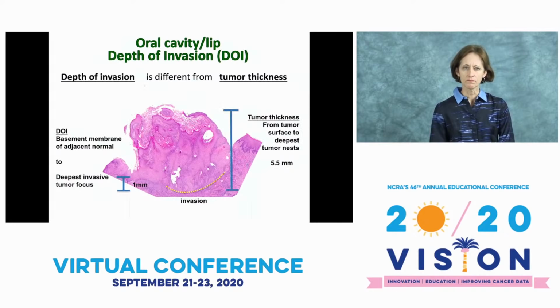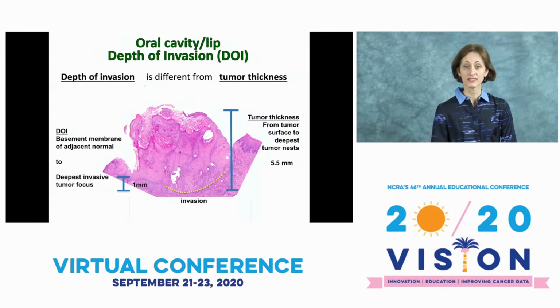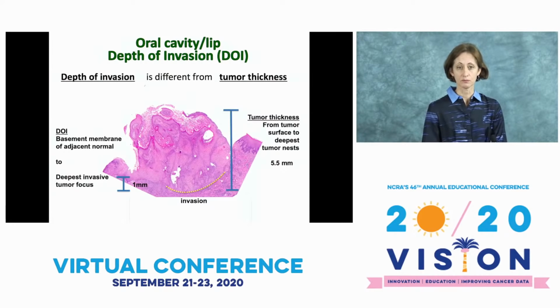Now I want to talk just a minute about depth of invasion to make sure that as we look at reports and look at sizes, we're all talking about the same determination, and that we have to be very careful for oral cavity since it now is part of the PT determination. Depth of invasion is defined as the basement membrane from the adjacent normal, here on the left, going down to the deepest part of the tumor. And so in this tumor, it's only 1 millimeter. That's the depth of invasion.